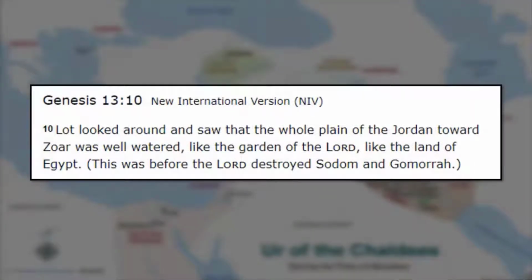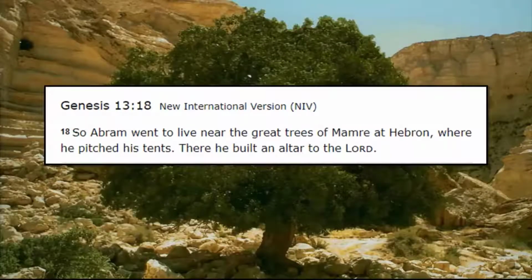In Genesis 13:10, Lot looked around and saw the whole plain of Jordan towards Zoar was well watered, like the garden of the Lord, like the land of Egypt. This was before the Lord destroyed Sodom and Gomorrah. Genesis 13:18, so Abram went to live near the great trees of Mamre at Hebron, where he pitched his tents, and there he built his altar to the Lord.